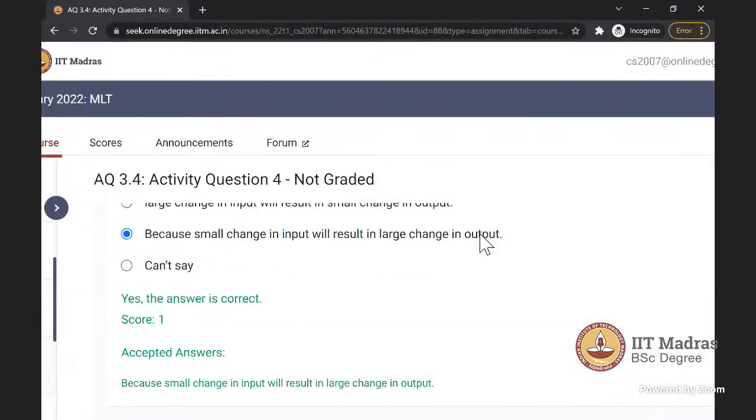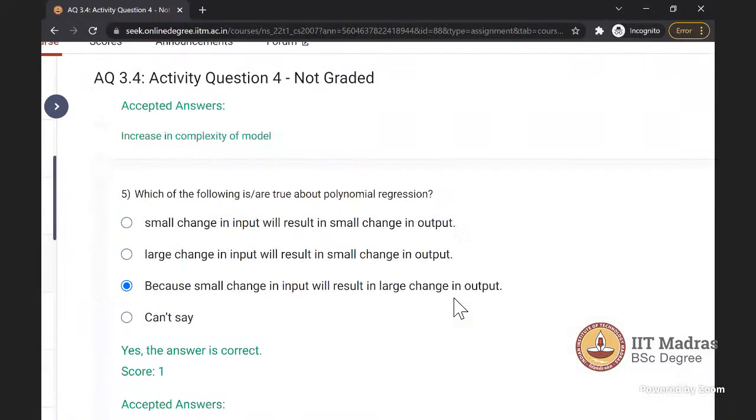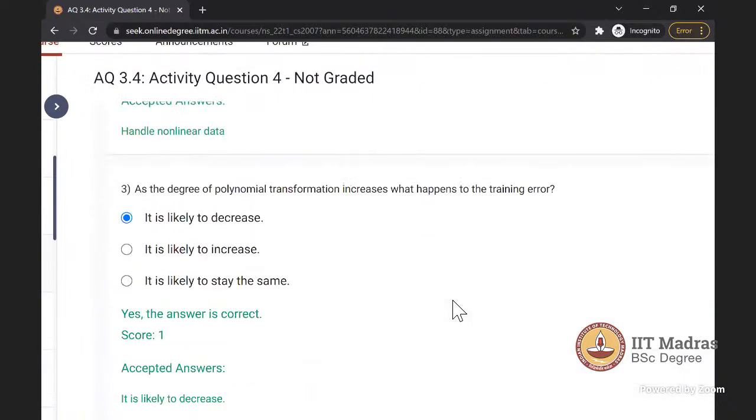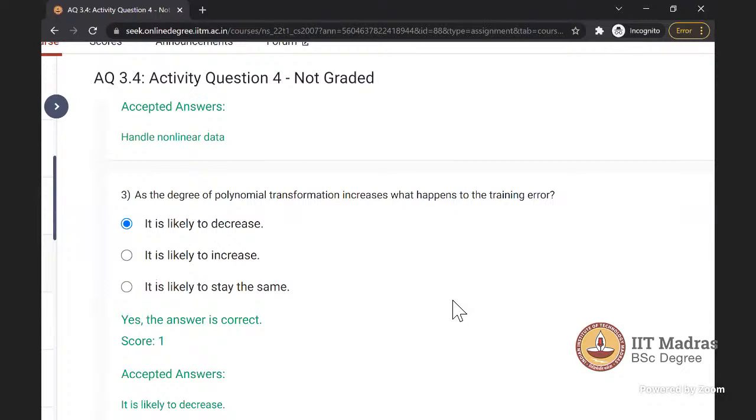Sir, can you go to question number 3 once again? Okay, this one. Suppose you put some hints like the training size is larger. In that case, can we say it is likely to be the same? Because when the training size increases, even if the degree is higher, the training error is not going to be reduced too much, correct?